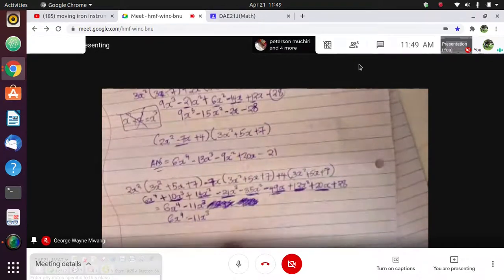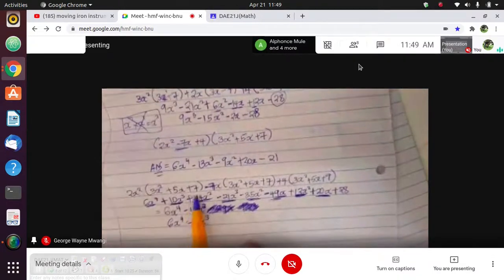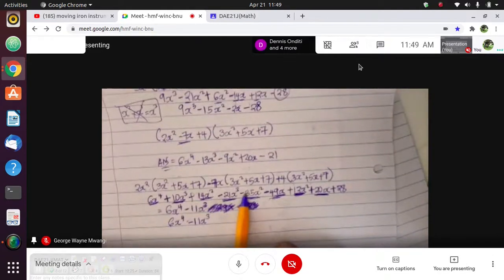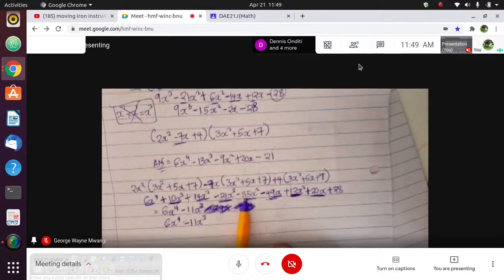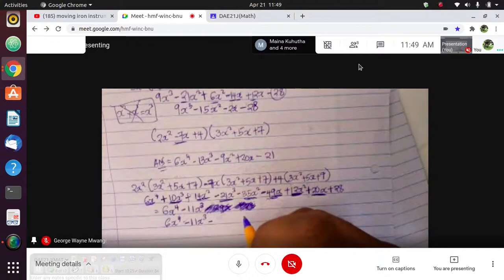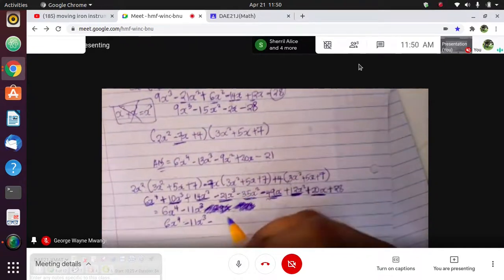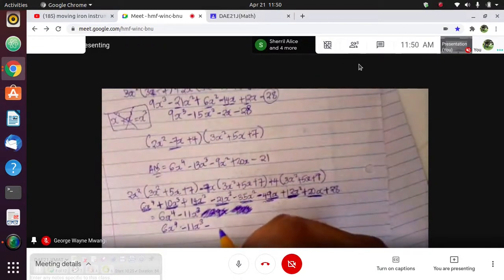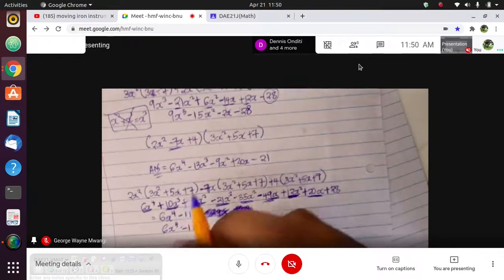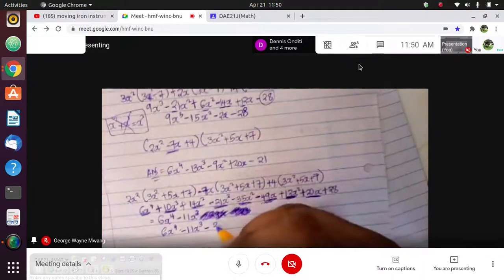Now the values of squared, we have 14x squared minus 35x squared. Itakuwa ngapi? 14 minus 35. It becomes minus 15. No, not minus 15. 35 minus 14 ni ngapi? 21. Minus 21x squared.